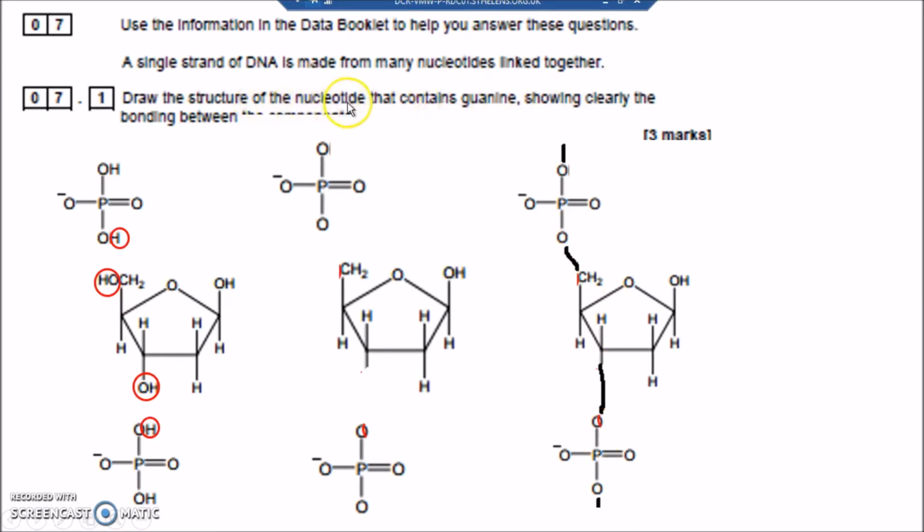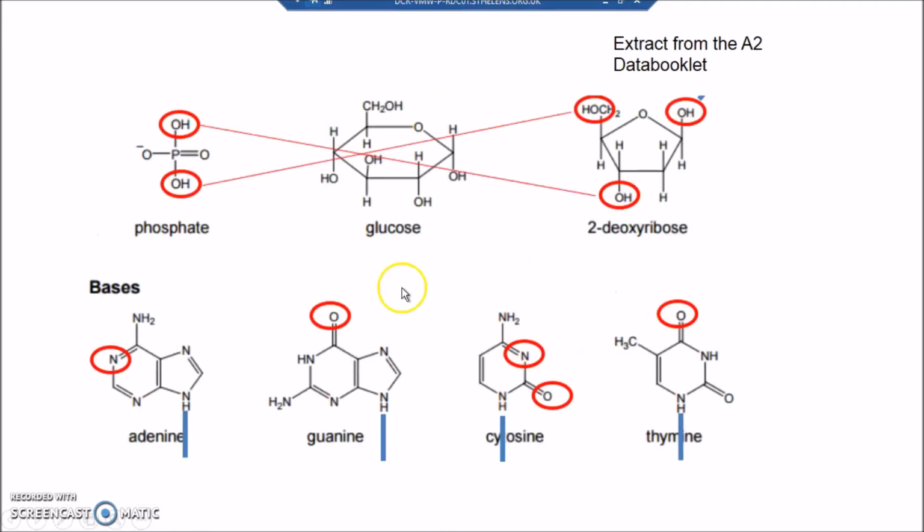Now it says that the structure of a nucleotide that contains guanine links on. So let's have a look at these bases. These bases link on to the phosphate 2-deoxyribose phosphate, so the main strand of the DNA. The bases link off it, and they use the NH at the bottom. So you find the NH from your data book on the bottom of each of these, and it's the NH that links to this OH here. So this OH here on the 2-deoxyribose links to an NH on a base.